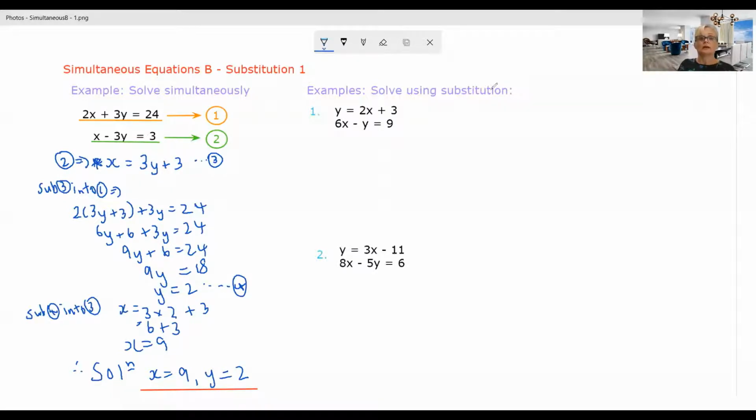Sometimes you'll be given an equation that's already in the form that's suitable to substitute. Here, equation 1's already got y in terms of x, so let's just sub that in.